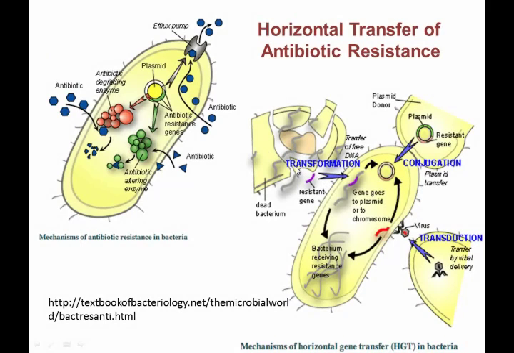And so this can happen from transformation. Essentially, you can just have a cell die in the environment, and it lyses and its DNA is released, and some other cells can be naturally competent, or they can naturally take up the DNA.